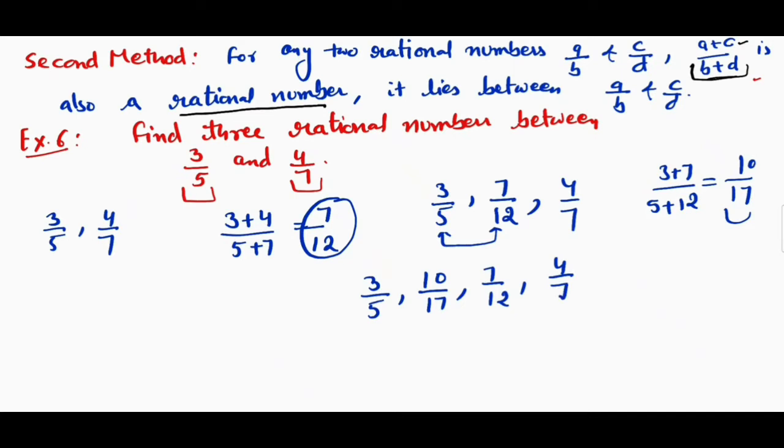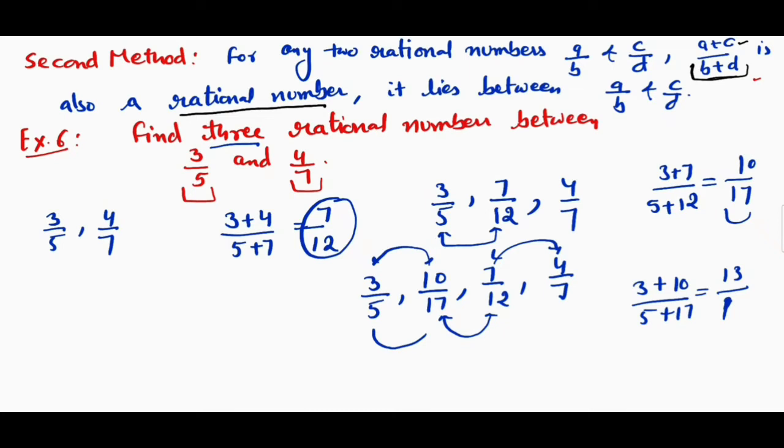So one more number I have to find, because I have to find three rational numbers. For that you can take this combination, or this combination, or this combination. It's your wish only. So I will take this combination, this one, 3/5 and 10/17: (3 + 10)/(5 + 17). So this will become equal to 13/22. So this will be 3/5, 13/22, then 10/17, 7/12, and 4/7. So this is my answer.